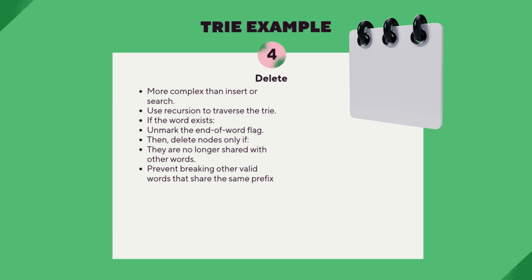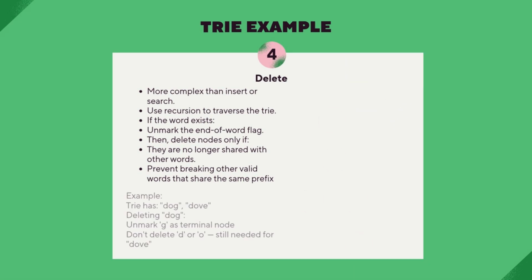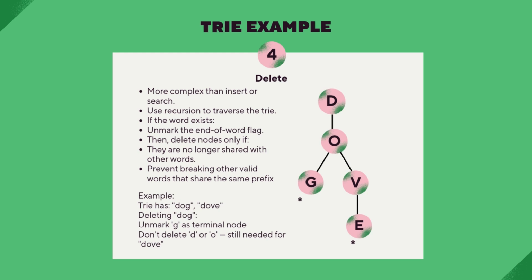Then we go backward, or recursively backtrack, and check if each node along the path has no other children and is not marked as end of word for another word. If both conditions are true, we can safely delete that node. But if the node is still being used by another word, like a shared prefix, we leave it alone. Example, suppose we want to delete dog, but we also have dove in the trie. We can unmark G as the end of word, but we shouldn't delete D or O because they're still part of dove.